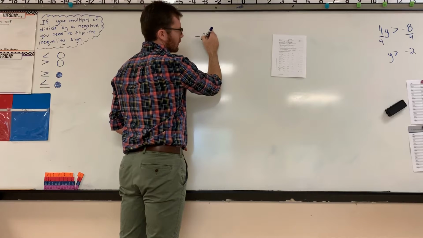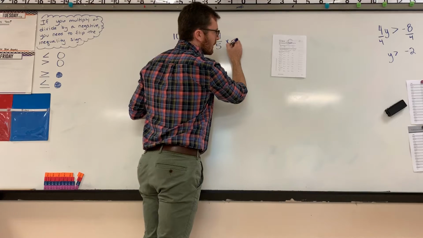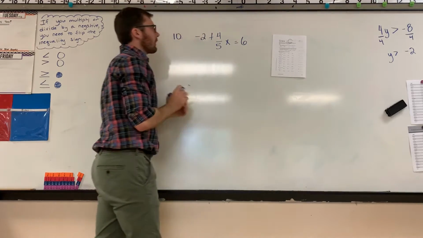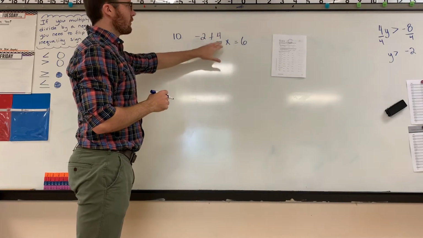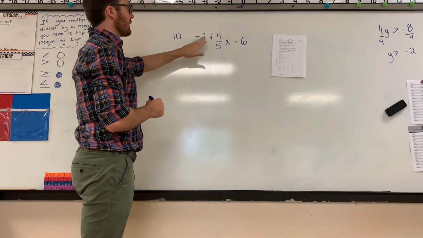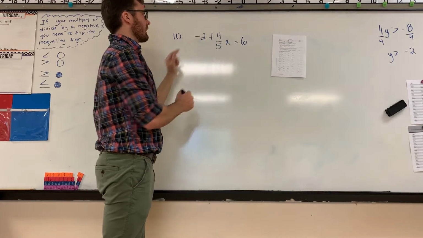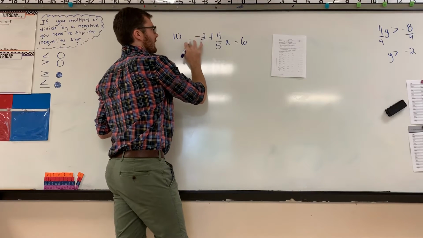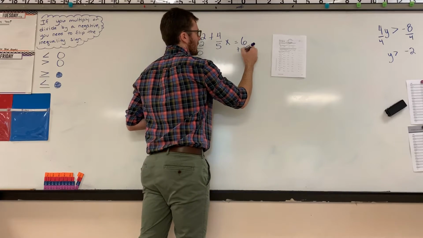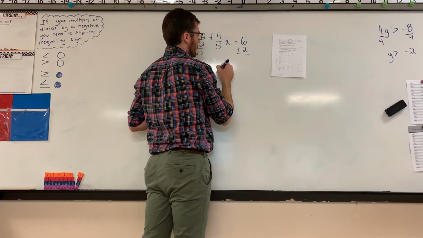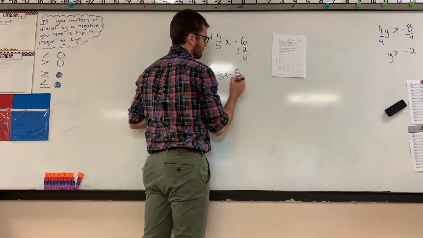I've got negative 2 plus 4/5 x equals 6, okay? So I see that I have 4/5 times x, and I also see I have a negative 2 over here. I want to get the x by itself, so I'm going to start by getting rid of the constant. The opposite of negative 2 is positive 2, so that's just 0. And I have to do the same thing on this side. So now I have 4/5 x equals 8.